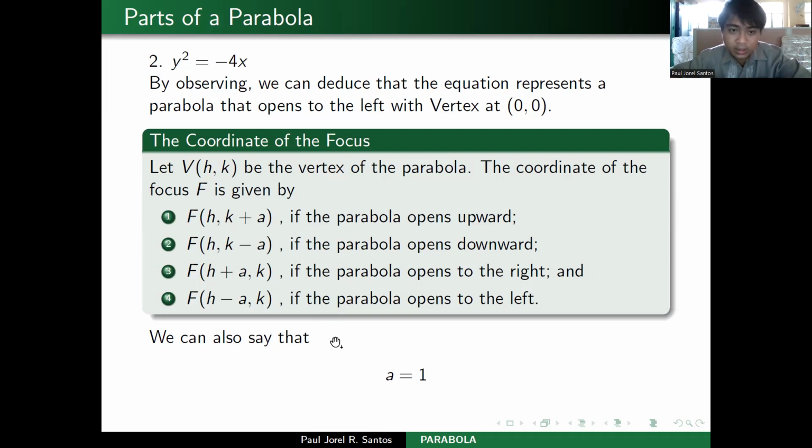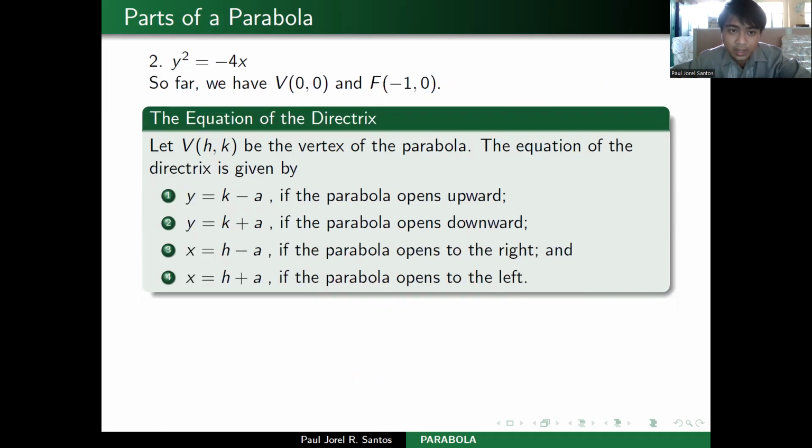Since a is equal to 1 and we will be using the fourth one, we have here (0 minus 1, 0). And we all know that (0 minus 1, 0) is (negative 1, 0), meaning to say the focus is located at (negative 1, 0). For the next one, we have the directrix.